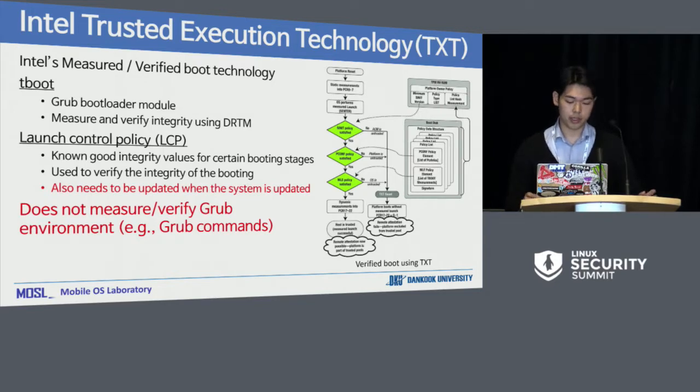First of all, Intel TXT, which employs grub module, tboot, and the launch control policy, aka LCP, to measure and verify boot the Linux environment. However, when it comes to updates, the LCP can be a bit of a drag. This is because the LCP can only represent one specific state of a machine. So the LCP must also be updated according to the updates. And also, TXT does not measure or verify grub commands, which can allow an attacker to modify the grub commands to boot into a malicious kernel or load a malicious grub module.